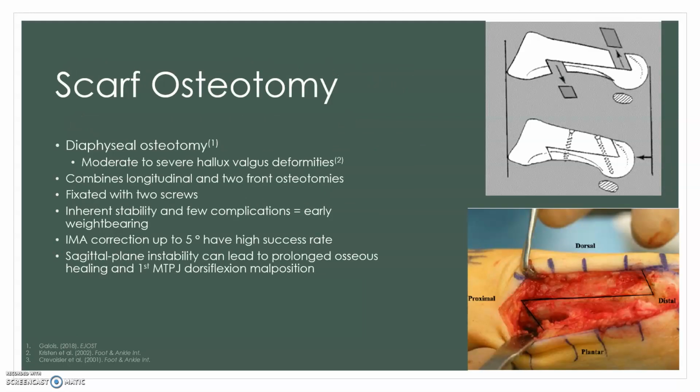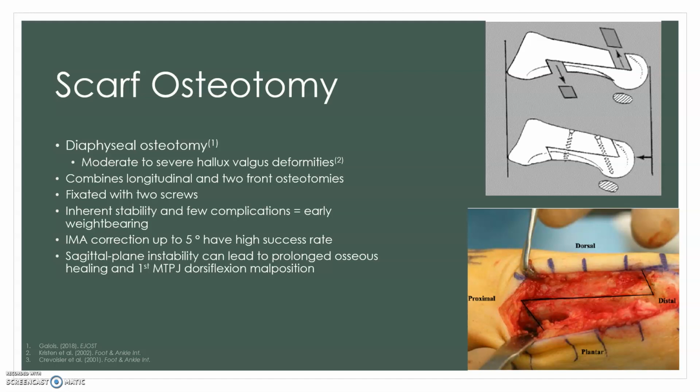The scarf osteotomy is a difficult osteotomy best suited to moderate to severe hallux valgus deformities. It combines a longitudinal and 2 frontal plane osteotomies that are internally fixated with 2 screws. Its inherent stability and minimal complications make this a popular choice for early weight-bearing activities, and intermetatarsal angle correction up to 5 degrees has been seen to have a high success rate.